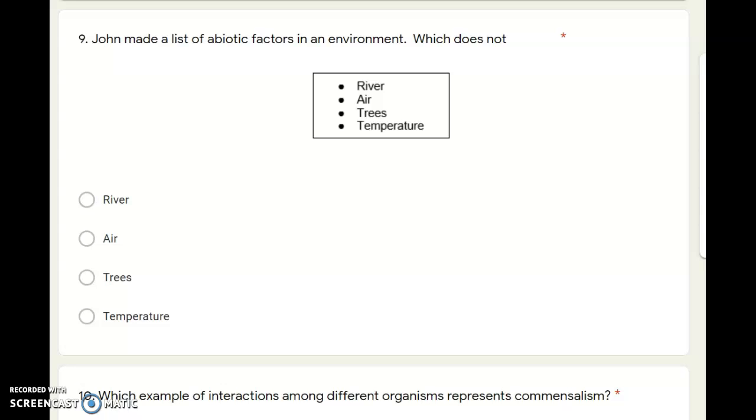Number 9. John made a list of abiotic factors in an environment. Which does not belong? River, air, trees, temperature. Choice 1, river. Choice 2, air. Choice 3, trees. Choice 4, temperature.